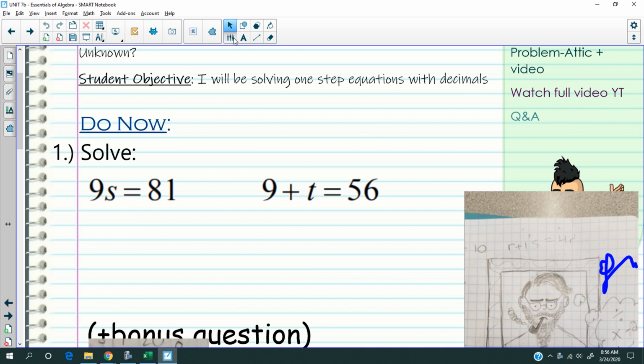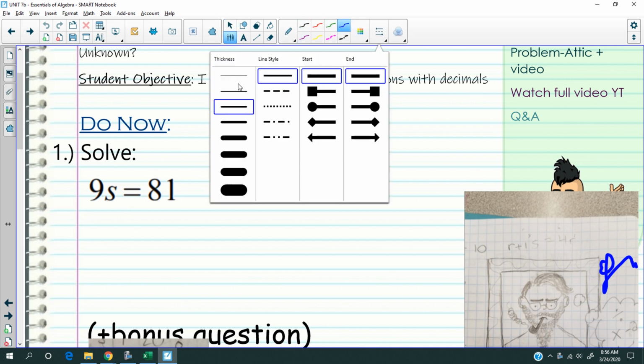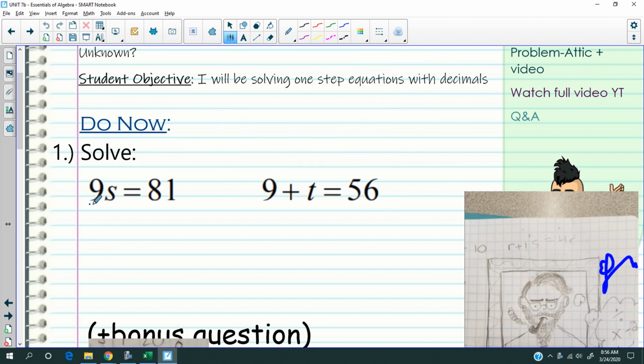All right. Let's see. So number one, right now here you see that it's being multiplied. So what's the opposite? Divide. We'll divide by 9. So 81 divided by 9 is 9. Okay. All right, next one.